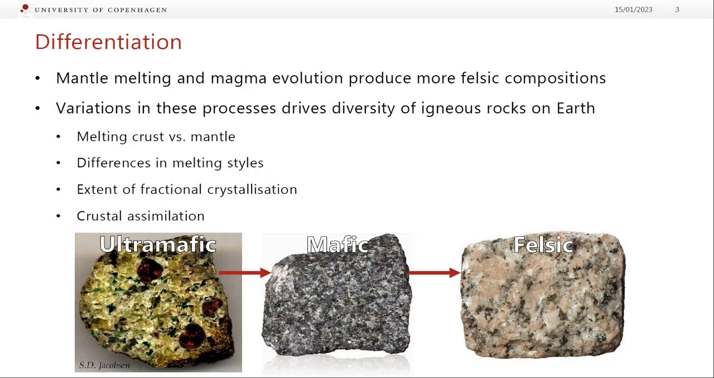Differences in melting styles, so the difference between dry adiabatic decompression melting or flux melting, can also cause differences in the differentiation paths that we see. How much fractional crystallization, assimilation, and all these other processes also drive different amounts of differentiation. So a very, very primitive melt tends to be quite a mafic composition, and the more fractional crystallization or crystal assimilation we get, the more we are driven to felsic compositions.